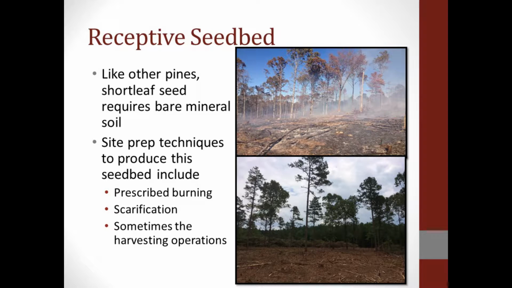areas. Oftentimes though, just the harvesting operation itself, if you do a clear cut or a seed tree or shelterwood harvest, that exposes enough bare mineral soil to successfully regenerate this stuff. And that's what I was trying to show here on the bottom, is that's following just a normal timber harvest, and we've got about 90% of the bare mineral soil exposed there.